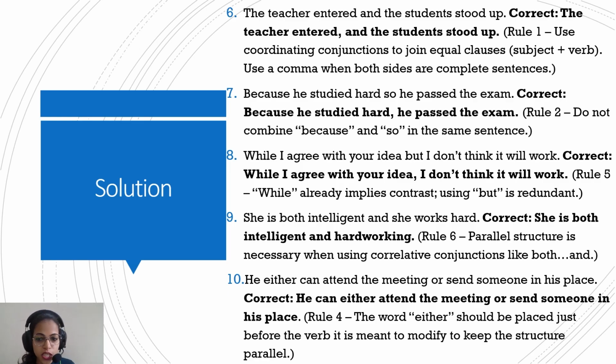While I agree with your ideas, but I don't think it will work. While I agree with your ideas, I don't think it will work. So we do not need but followed by while. While already implies the contrast, so using but is redundant. She's both intelligent and she works hard. She's both intelligent and hardworking. So again, parallel structure. He either can attend the meeting or send someone in his place. He can either attend the meeting or send someone in his place. So the word either should be placed just before the word it is modifying.